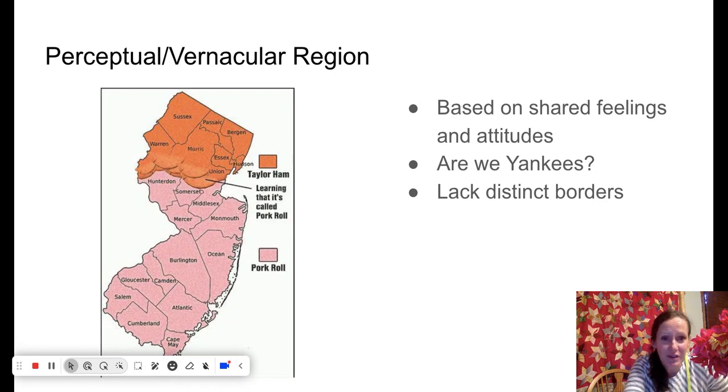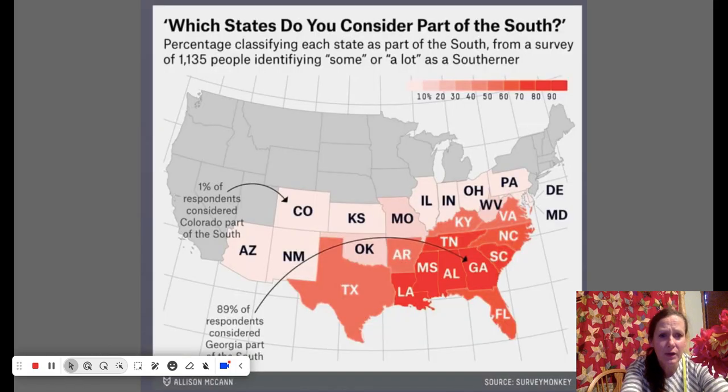These regions usually lack distinct borders. There's some blending area. It's not like you cross this line, so now you say pork roll and now you say Taylor ham. This is a very serious thing. Do you say sprinkles? Do you say jimmies? Do you say hoagies? Right? So notice, even though this map is made a little bit sarcastically, they even show you that there's this buffer area, learning that it's called pork roll, right? So there's not a distinct border. I grew up in pork roll land, but I've been warned I will not go out anywhere around here and ask for pork roll. And how do you consider yourself?